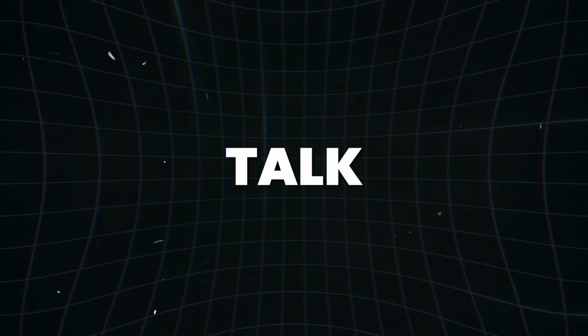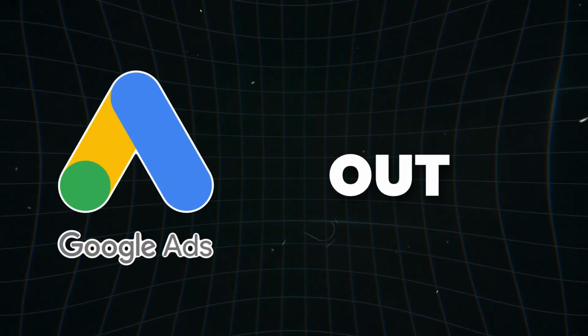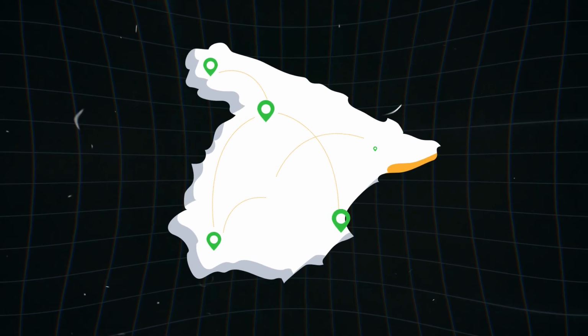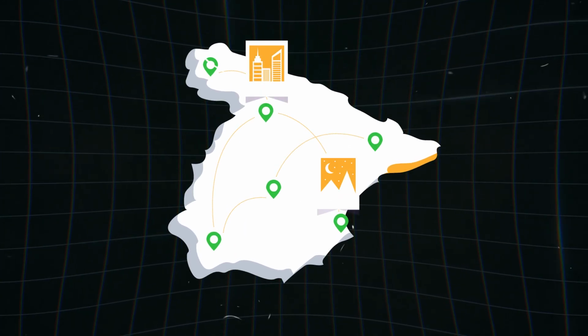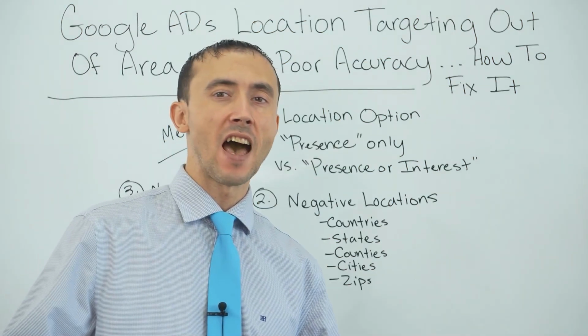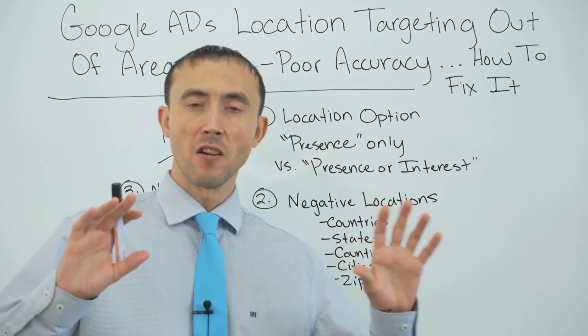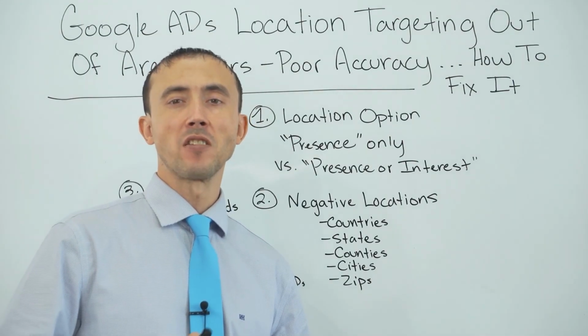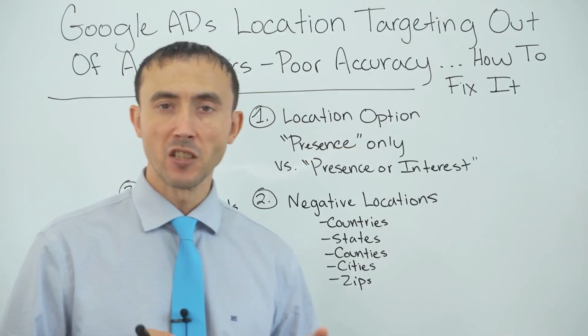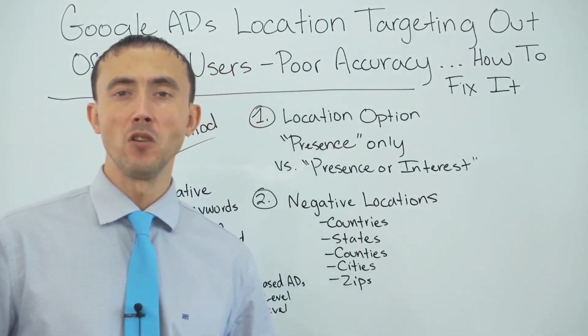Today's video, we're going to talk about Google Ads location targeting out of area users. You're running Google Ads and it's showing your ads to people outside of the area that you want your ads to be shown. So if you have a plumbing company, you're targeting Dallas and you're getting people to see your ad in Houston, this is the video that's going to help you fix that once and for all.